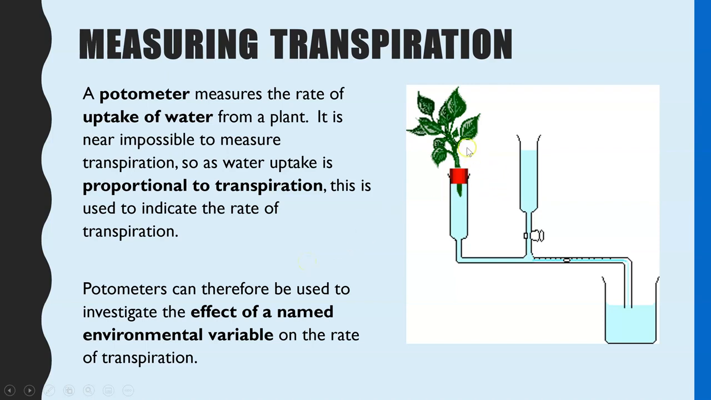The uses are, you could just use it to see the rate of transpiration for one particular plant and compare that to a different plant species, or it could be the same plant but looking at the effect of those four variables that we said have an impact: light intensity, air movement, humidity and temperature.